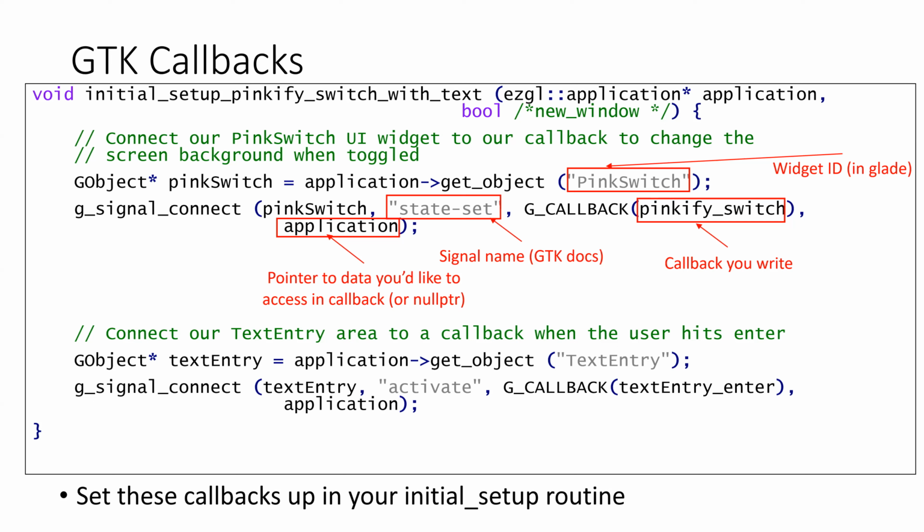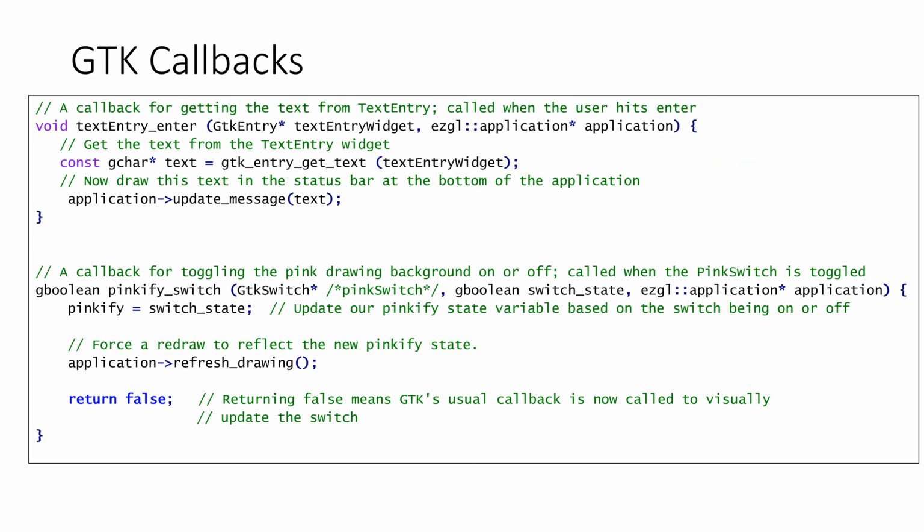Most commonly you will pass in the EasyGL application pointer because you probably want to call some of its methods. But if you wanted some extra data, you could make a structure that has a whole bunch of data in it, and then pass a pointer to that. So one pointer is actually enough to get at any amount of data if you just make a structure and pack it all together and pass a pointer to it. And I do the same thing for my text entry, my GTK entry. I just do it on the activate or enter button.